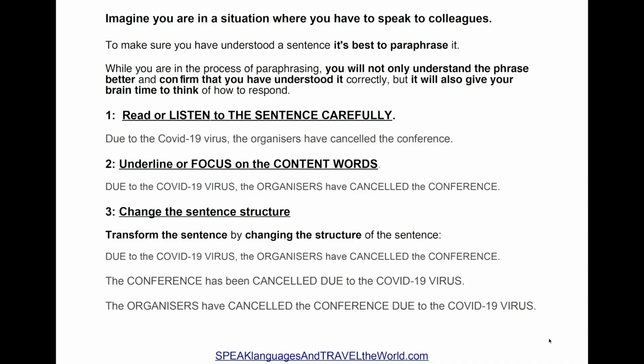Step 3, change the sentence structure. Transform the sentence by changing the structure of the sentence. Due to the COVID-19 virus, the organizers have cancelled the conference. The conference has been cancelled due to the COVID-19 virus. The organizers have cancelled the conference due to the COVID-19 virus.